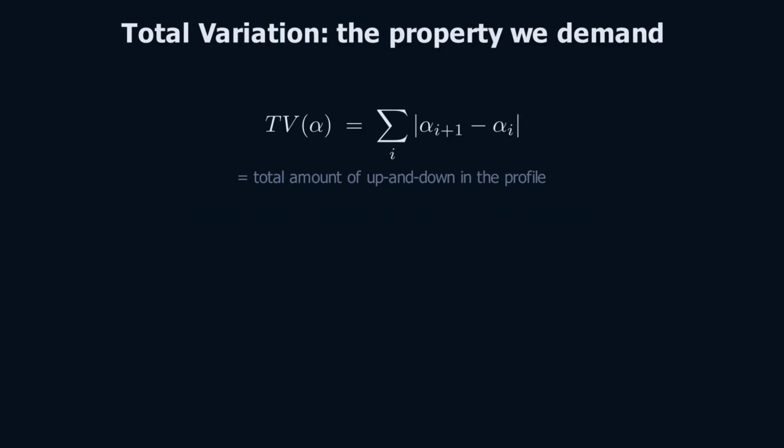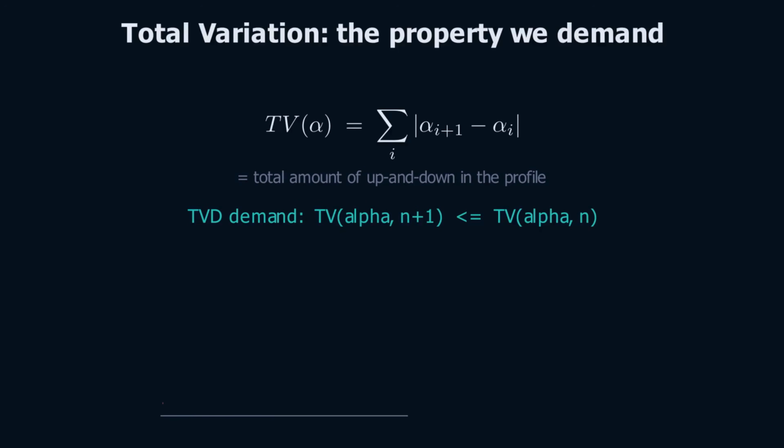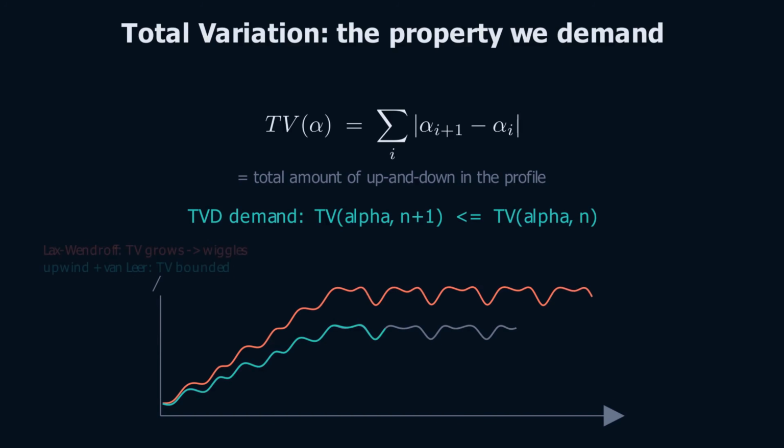So here is the demand we place on our scheme: the total variation must never increase. Total variation diminishing. TVD. A TVD scheme is allowed to smear a little, allowed to steepen, but it is structurally forbidden from ever inventing a new wiggle. And we can measure it, live, from our own solver. The coral curve is Wendroff. Its total variation climbs relentlessly as it manufactures wiggles. The teal curves are upwind and the Van Leer limited scheme we are about to build, bounded, forever, exactly as the theory promises. This plot is the whole episode in one picture.